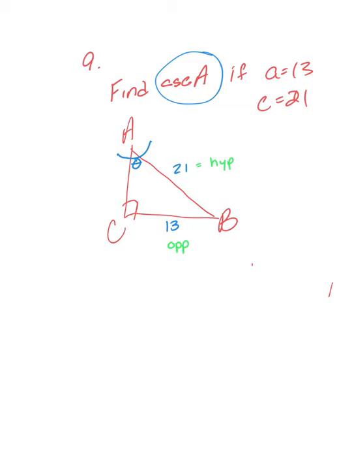So cosecant of theta is the reverse of sine, so it's hypotenuse over opposite. Do we have the opposite and the hypotenuse? Yes. So we don't have to find the third side. You don't always have to find the third side. And the third side would be adjacent, because it's the guy next to the theta that's not the hypotenuse. So it's just 21 over 13. So it's 21 over 13, and that should be your answer.